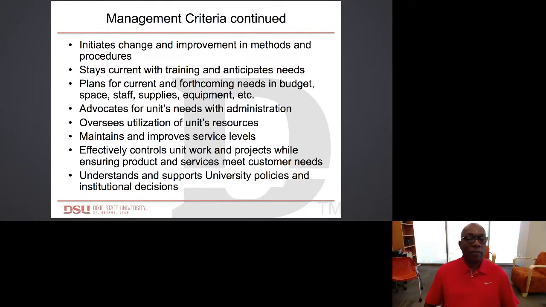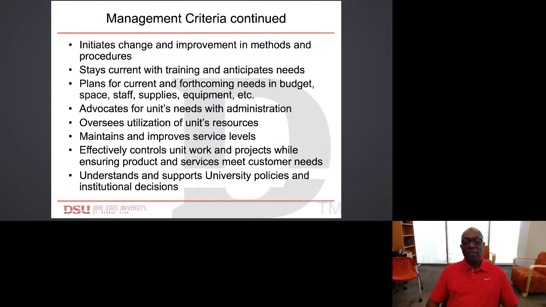They should also be concerned with initiating change and improvement in methods and procedures, should be staying current with training and anticipated needs, and plan for current and forthcoming needs in budget, space, staff, supplies, equipment, etc.